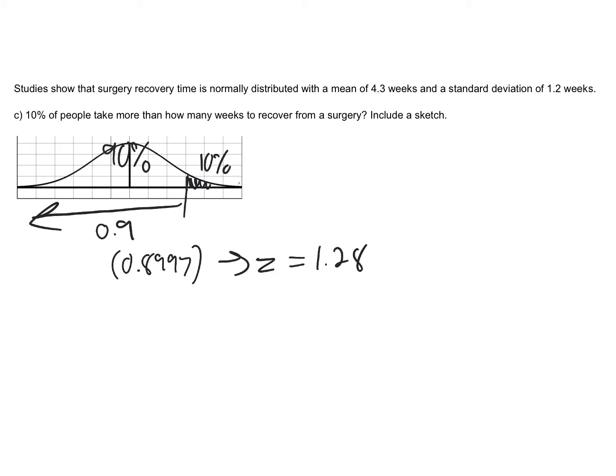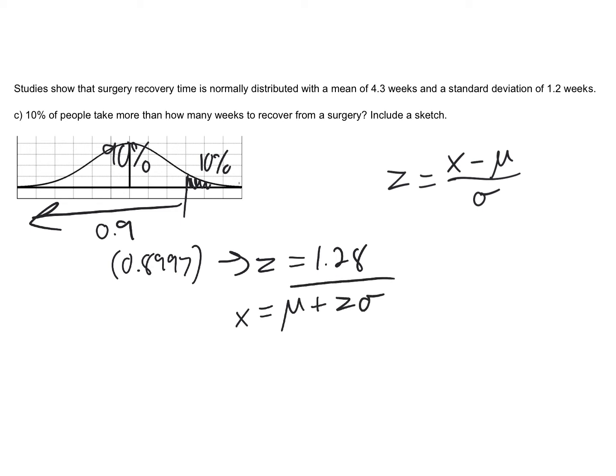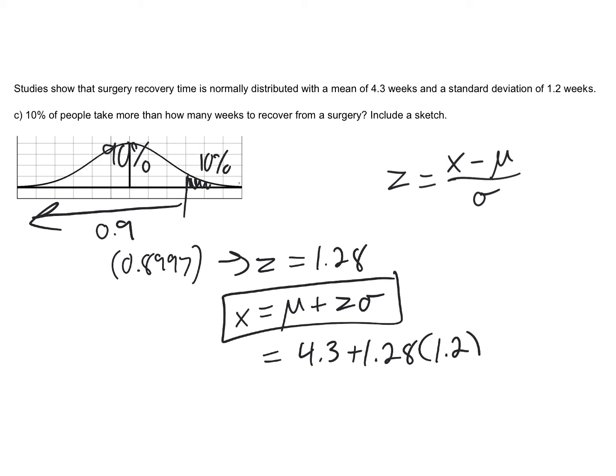Now you could use the normal formula, Z equals x minus mu over sigma, but on your formula sheet you also have a rearranged version that we can use for these reverse lookups. So in this case we would have 4.3 plus 1.28 times 1.2, giving us 5.836 weeks.